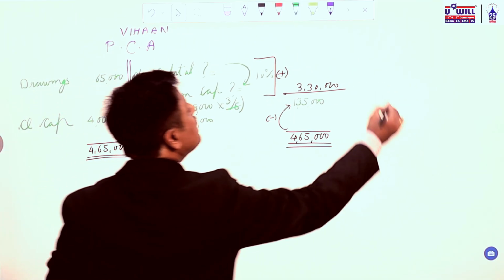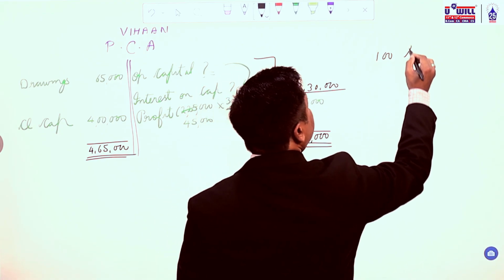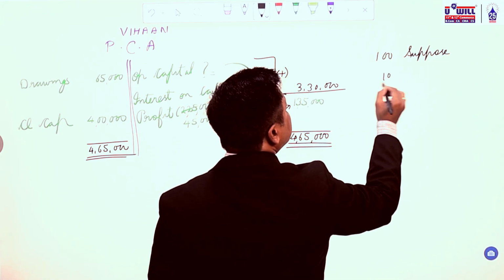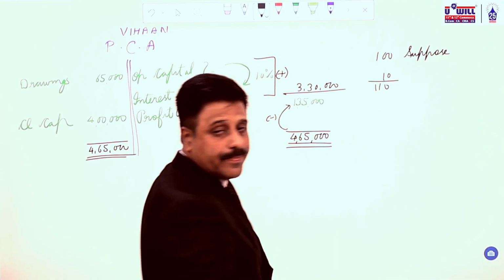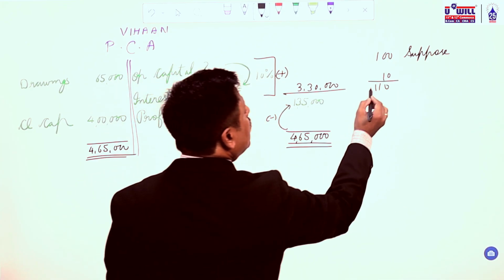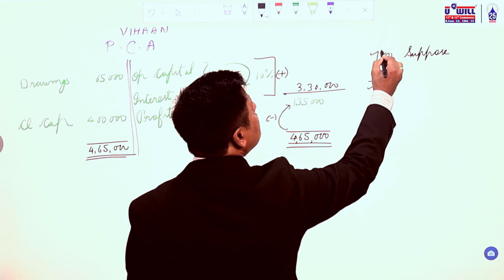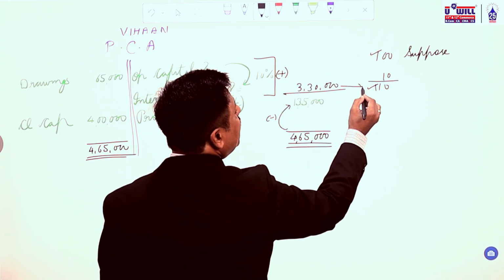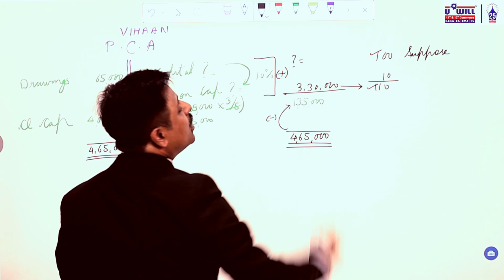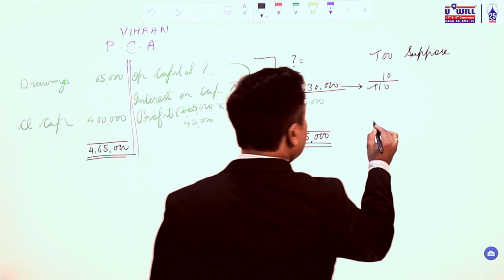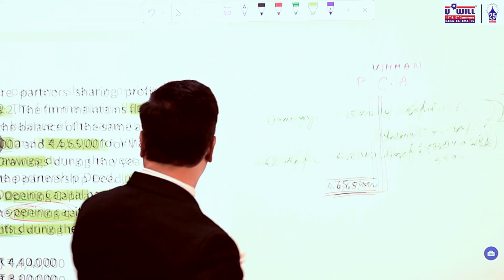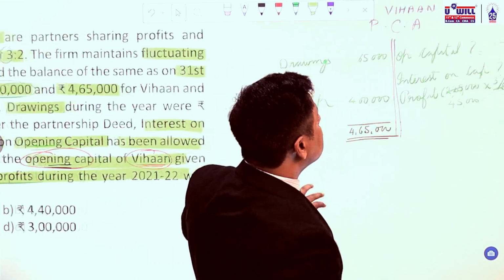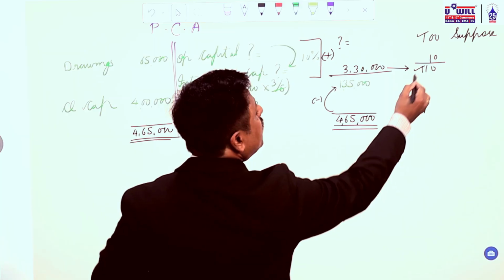Now, suppose opening capital is 100. On that we provide 10% interest, so it comes to 110, including the interest. Now against 110, the capital is 100. So if opening plus interest is 3,30,000, it is comparable with 110. What would be the opening capital? Are you asked opening capital or interest? Opening capital is asked. If interest were asked, then against 110 interest is 10.